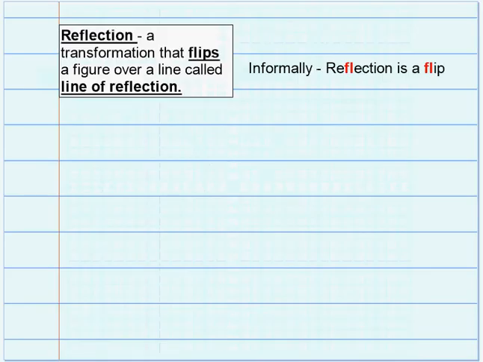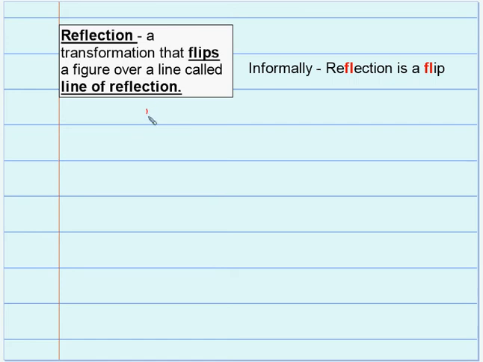Okay, how about a reflection? A reflection is a transformation, again, that's what we're talking about. We're talking about transformations that flip a figure over a line called a line of reflection. Okay, and any line can be used as a line of reflection.